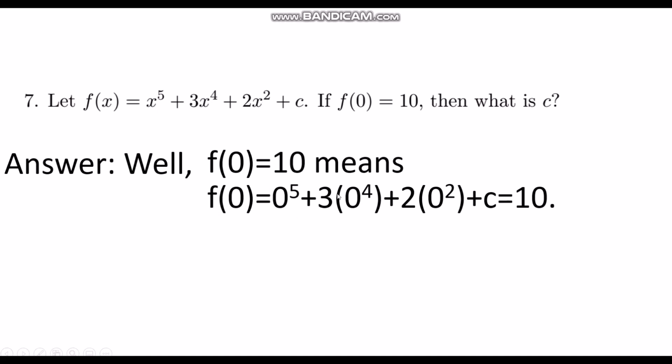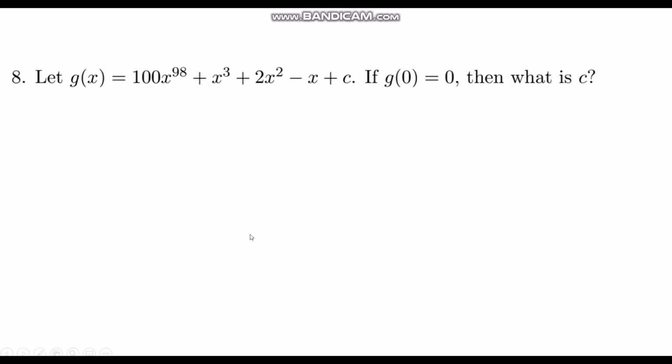So let's look at this term right here, okay? Every single one of these values, this is 0, this is 0, this is 0. And the reason for it, we're just multiplying numbers by 0 here. So this whole thing is really just 0. So 0 plus c is equal to 10, so c is 10. That's the answer for that one.